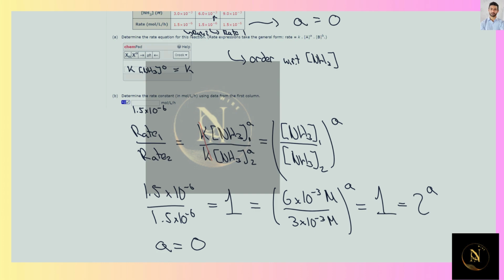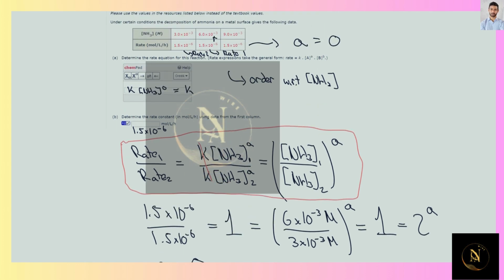Regardless, this method is going to be useful to you to determine the order of the reaction for whatever system that you have. So this is called the initial rate method, and it is super useful in kinetics. In this case, it wasn't necessary because the order of the reaction was already 0.